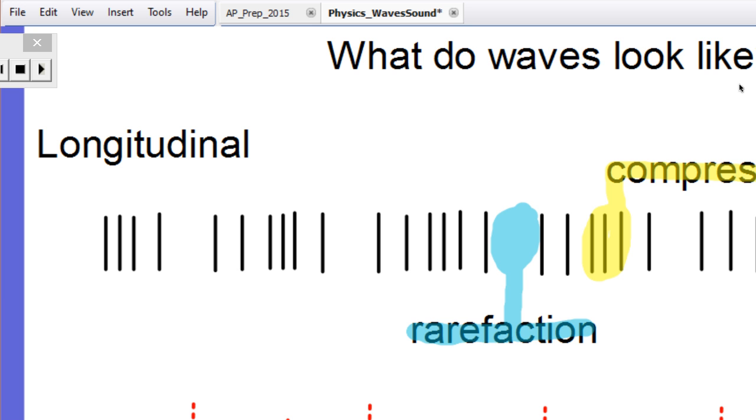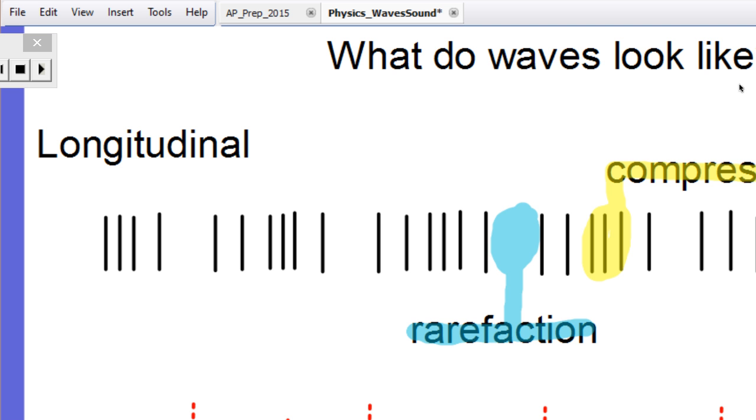Pretend that each vertical line here represents a piece of air. Now this is hard because we don't really see longitudinal waves, so bear with me. You can see how all of the lines are squished together, then they're spread apart, then they're squished together, then spread apart, and so on. We call the squished together bits compressions, and they are like crests. We call the spread out bits rarefactions, and they're like the trough.